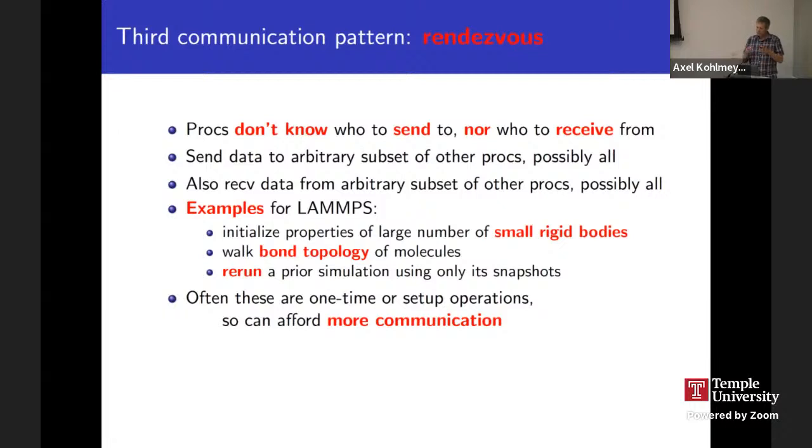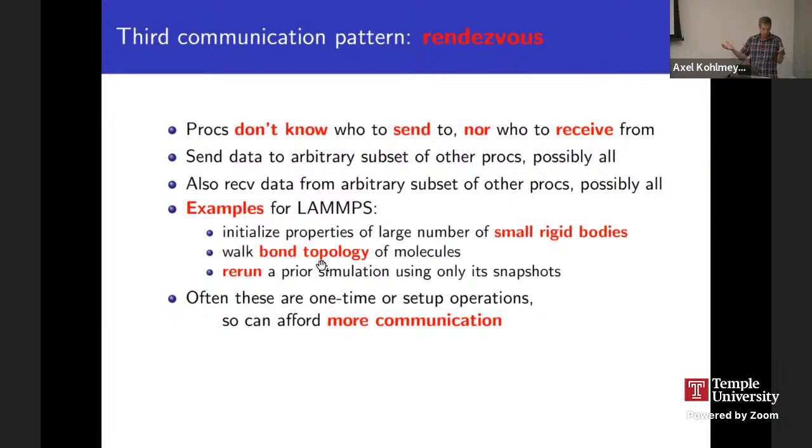One is that we need to initialize the properties of a large set of rigid bodies. We don't know each atom. All it knows is the ID of the body it's in, but it doesn't know anything about how many other atoms are in the body. It doesn't know where they are, by what processors. And so we need to somehow do the communication to get that information figured out.